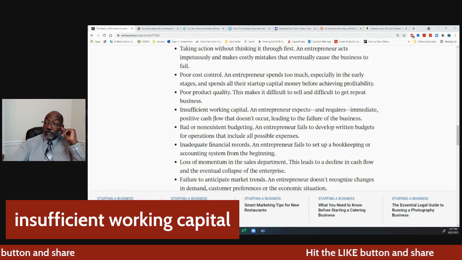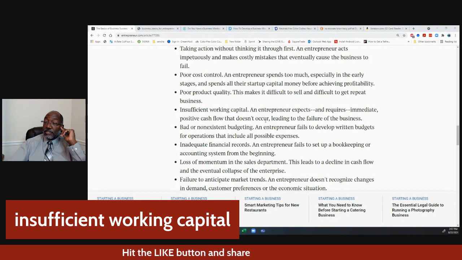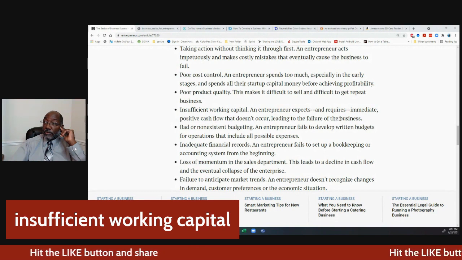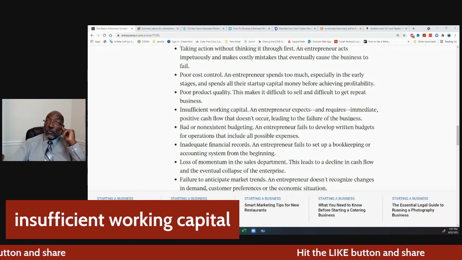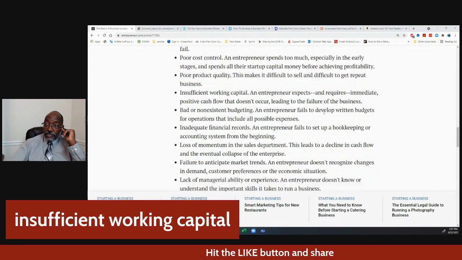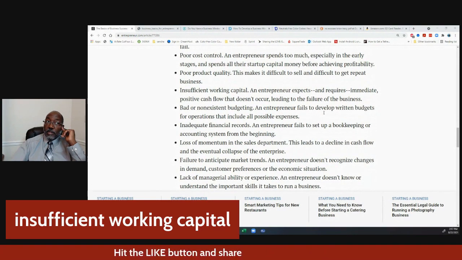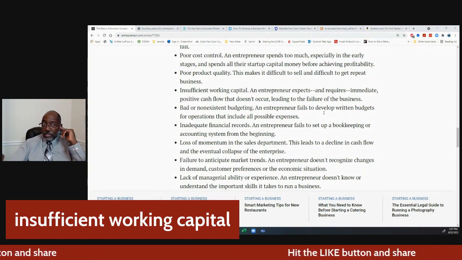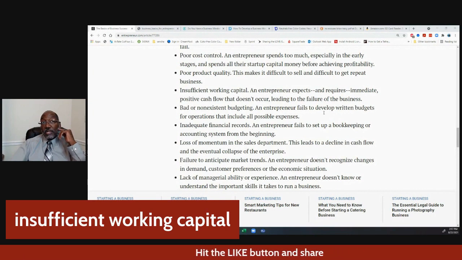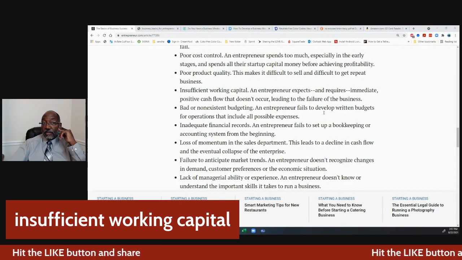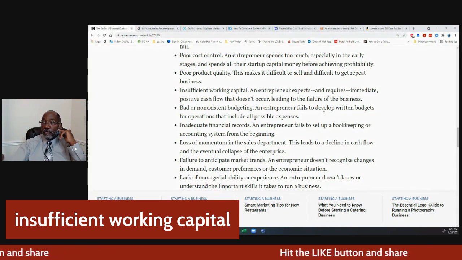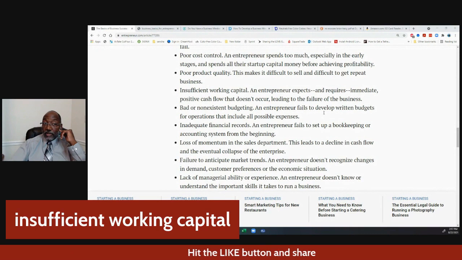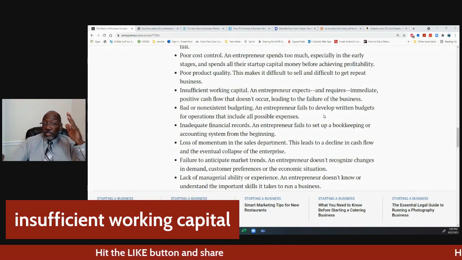Insufficient working capital. An entrepreneur expects and requires immediate cash flow that doesn't occur, leading to failure of the business. So you start doing signings and they're not paying you until next month. You did the signing at the beginning of this month. You're not getting paid until the end of the next month. So it feels like you've worked for two full months with no pay. They're going to pay you, but you're not getting it until then.